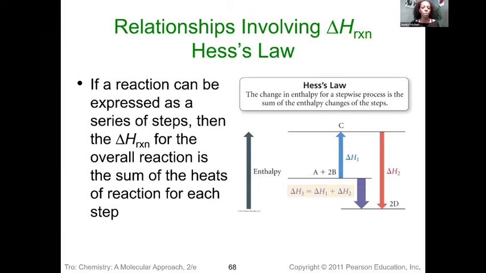Oftentimes we'll have enthalpy values for specific equations that exist. However, we'll be asked to determine the enthalpy for some unknown equation. Typically, that unknown equation can be viewed as the summation of these smaller, different equations. We can monitor how we have to adjust those equations and track those adjustments by adjusting the enthalpy value, and overall sum up to get the new enthalpy value for the reaction we're studying. Again, if a reaction can be expressed in a number of steps, then the enthalpy for the overall reaction is the sum of the heats of reaction for each step involved.